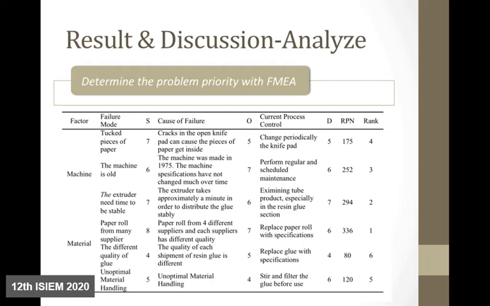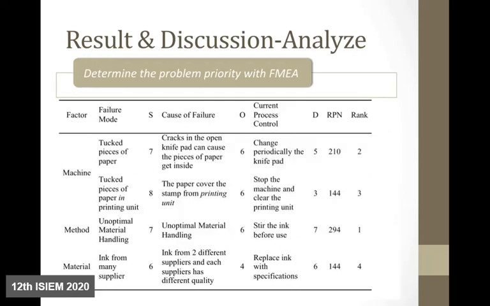This is a result of the FMEA method for defects caused by gluing and printing. The highest RPN for reject gluing was 336 from the machine factor, and the highest RPN for reject printing was 294 from the method factor.